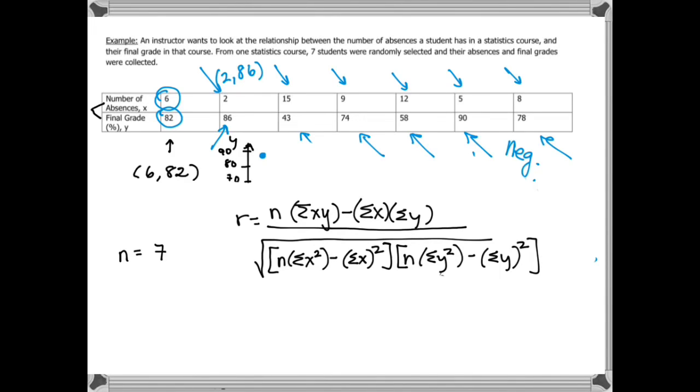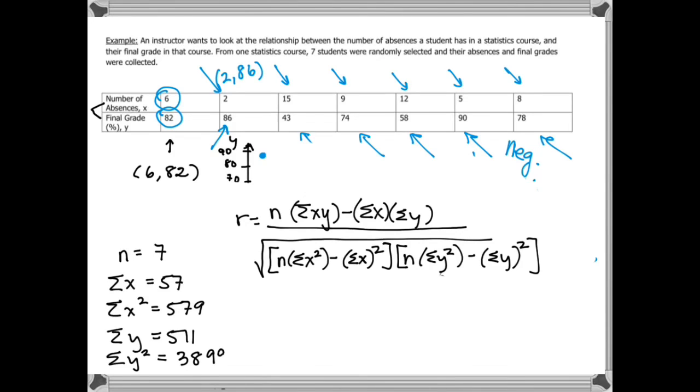Okay, the calculator will give us several of these little pieces. If I scroll to the right far enough, I will see the symbol sum of x, which it says is 57. If I go right again, it'll say the sum of x squared, which is 579. Going to the right again, I see sum of y, which is 511. Again, going to the right, I see sum of y squared, which is 38,993. Going to the right again, it gives me another one, the sum of xy, which is 3745.